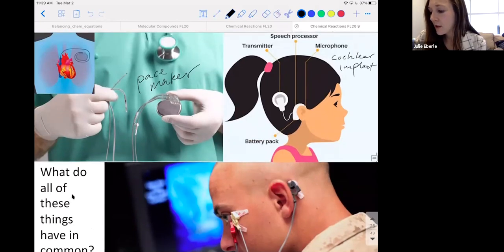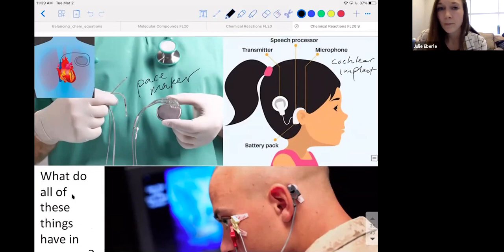But what do these things do? They obviously help people in a lot of ways. Cochlear implants take auditory signals. So for people who cannot hear well or maybe are deaf, they take auditory signals and transmit them so that they can actually hear verbal things and process speech.